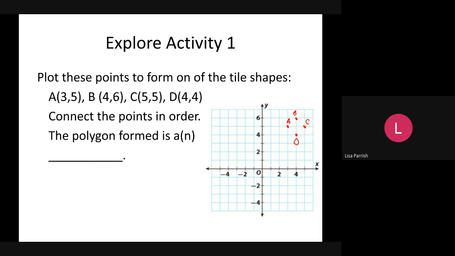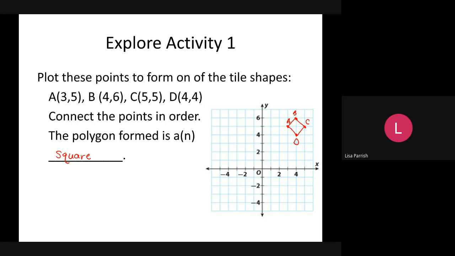Once I plot these, it next tells me to connect the points. So I'm going to connect using my computer at home, so it's a little different there. When I connect these, they want me to identify the polygon. So what is this? If you'll notice that it does have four sides, my drawing is not the best, but if you look carefully, you will see that all four sides have the same measurement. So that makes this a square.